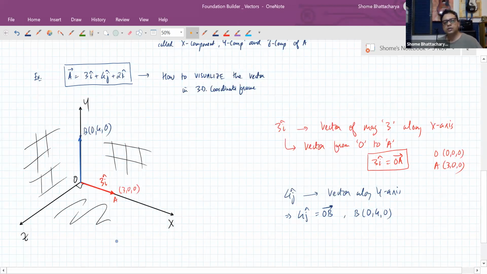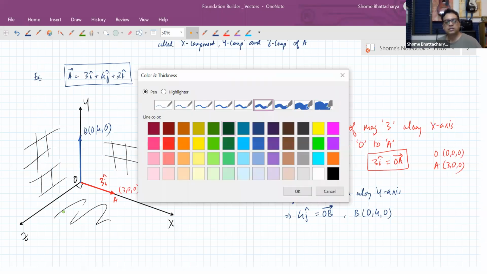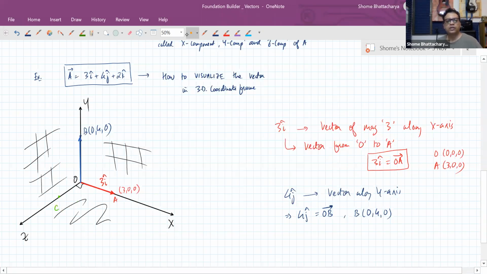Okay, so this is OB. And similarly, if I take another point now here on the z axis, this point let's say C. Now this point is having coordinates let's say 0, 0, 2. Then this vector here joining O and C, what will this vector now represent? This will represent 2k cap, whereas this vector was representing 4j cap. Okay.